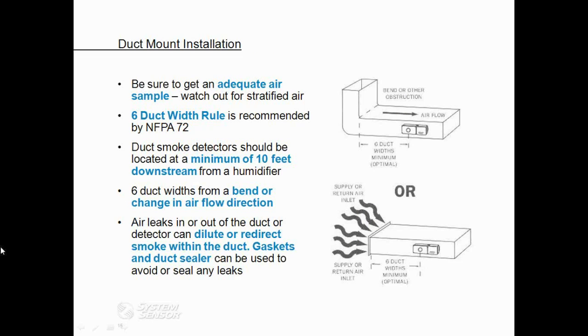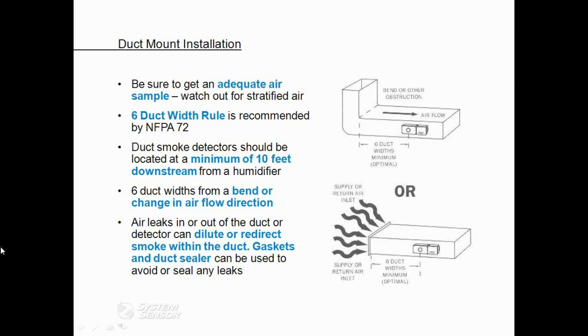When installing a duct smoke detector, it is very important to make sure you're getting a sufficient air sample and to try to avoid stratified air. So stratified air is where there may be two or more separate air streams that don't mix together in the duct. In order to help avoid this issue, follow the 6 duct width rule, which is recommended by NFPA 72 whenever possible. First, duct smoke detectors should be mounted at least 10 feet downstream from a humidifier and 6 duct widths from either a bend or change in airflow direction.